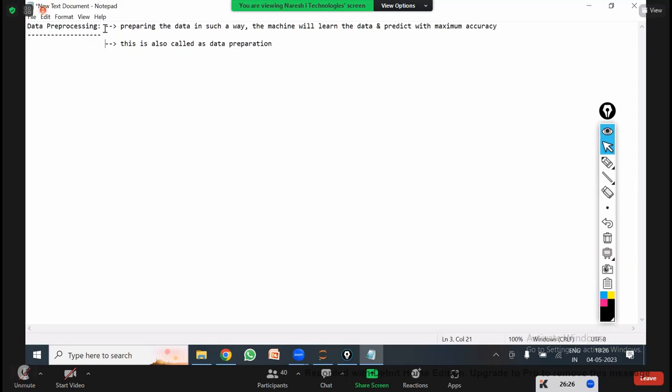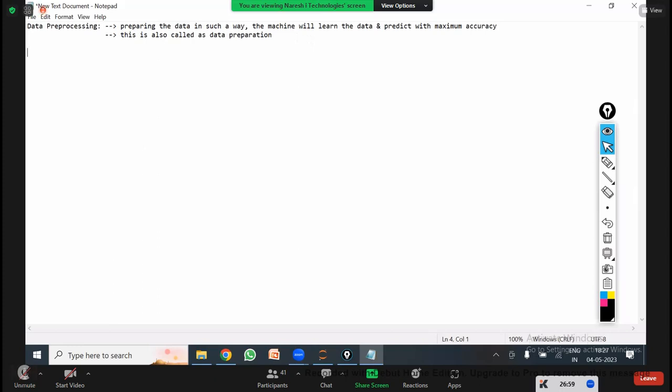Right? The first one is preparing the data in such a way that the machine will learn the data and predict with maximum accuracy. The machine will understand. First, it has to understand. If you give missing values, it will not even understand. If you give text data, it will not even understand. Learning is secondary. To learn, first it has to understand. After understanding, learning will start. Without understanding, from where will it learn? So this is called data pre-processing.